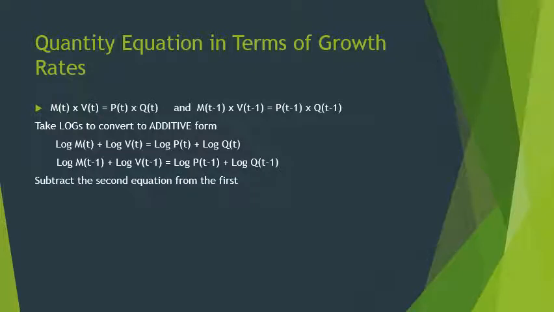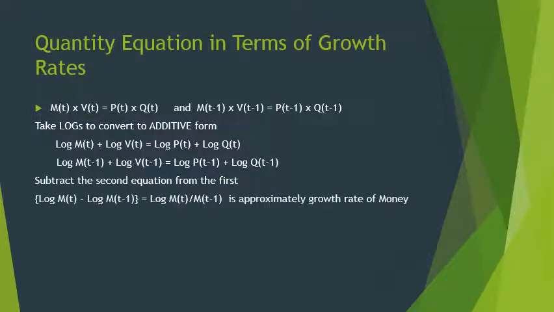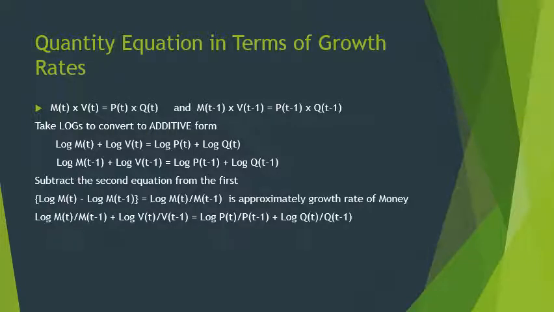Now if I subtract the second equation from the first equation, I get, note that the log M_t minus log M_{t-1} is just the log of the ratio of these two quantities. So this is actually approximately the growth rate of money. Log of the ratio is approximately the percentage change. That's a property of the log, technical. Now, once I recognize that, then I can write the difference of the two equations as the percentage change in money plus the percentage change in velocity equals the percentage change in price plus the percentage change in quantity.